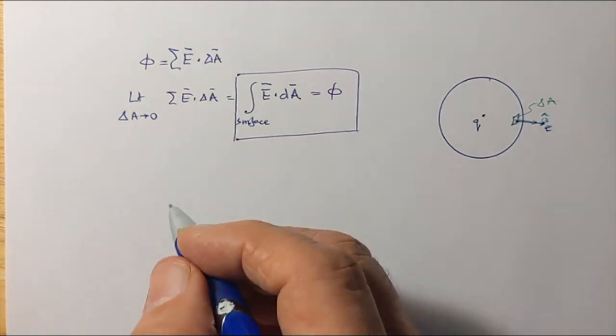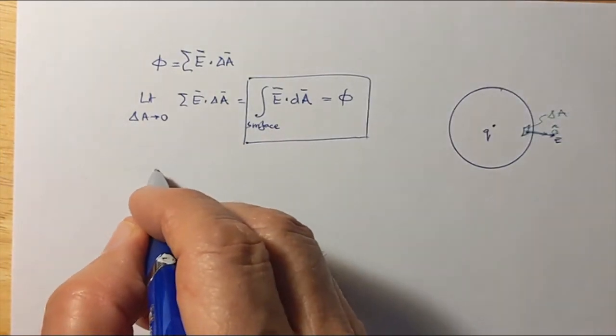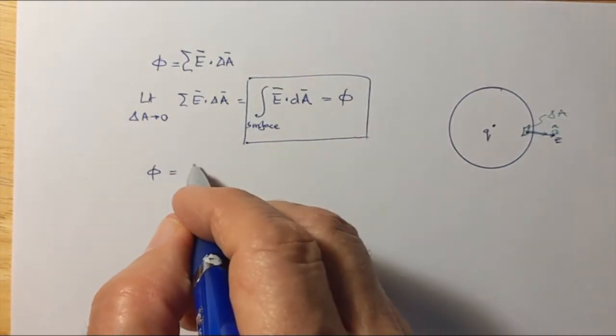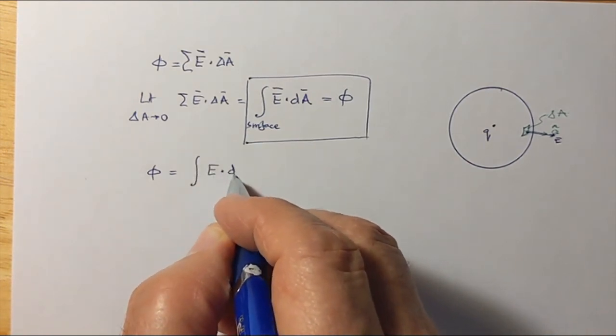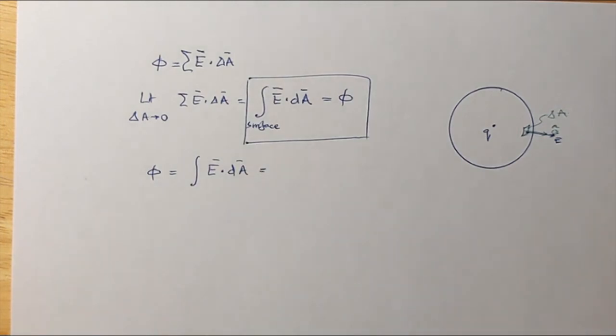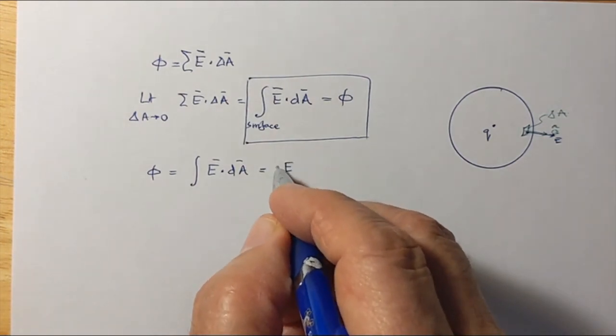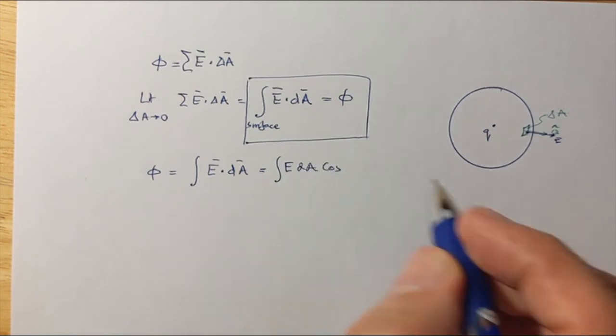Now, we would write the flux as the integral of E dot dA, which will be an E dA and cosine of an angle.